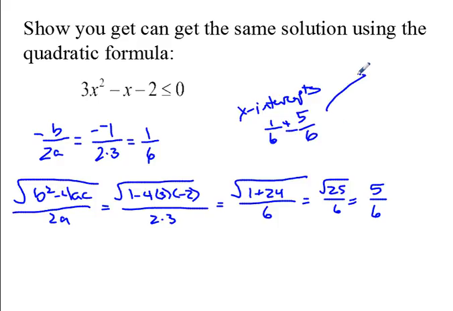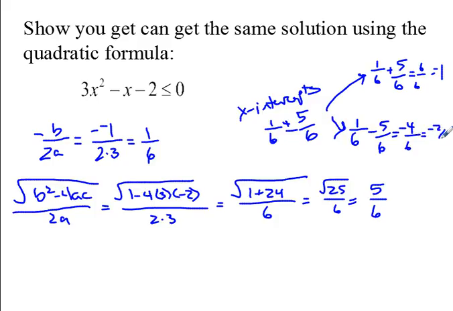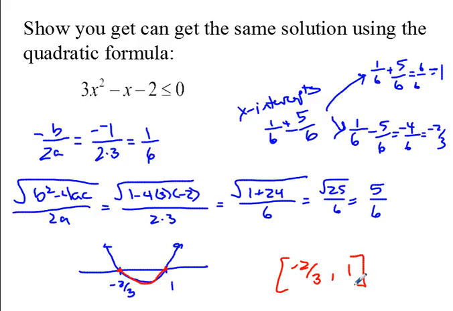So to get the two x-intercepts, we're going to do 1/6 plus 5/6, which equals 6/6, which equals 1. And we're going to do 1/6 minus 5/6, which equals negative 4/6, which equals negative 2/3. Now you'll recall those are the same two numbers we had before. So those are our x-intercepts. Once again, we say, okay, negative 2/3, positive 1, parabola opens up. We want to know when it is less than or equal to 0. And here's our answer: everything from negative 2/3 to 1.